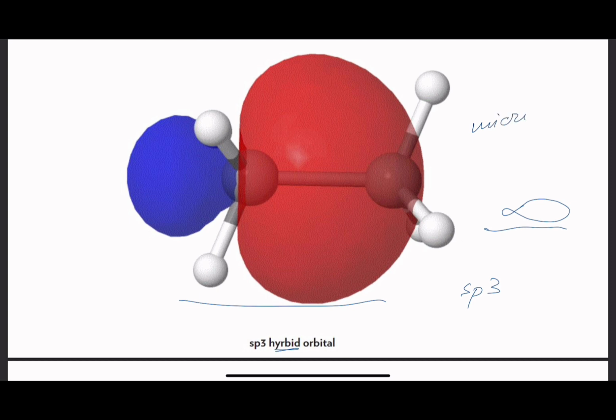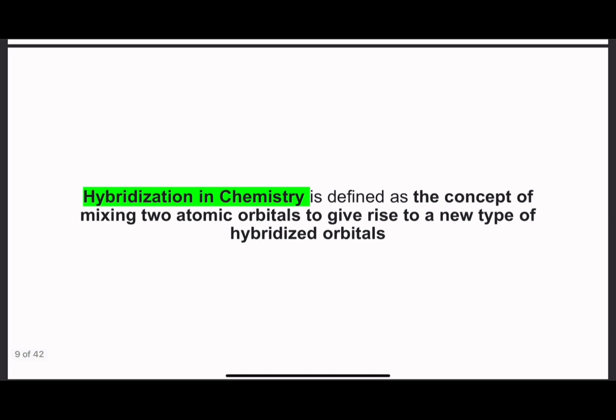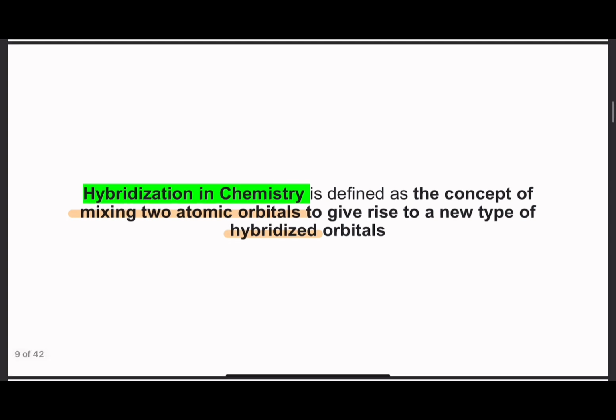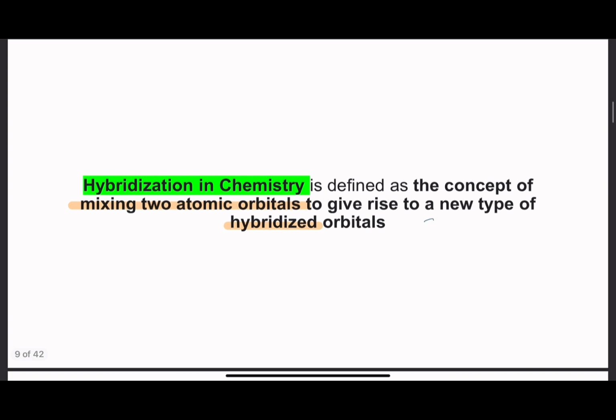Okay, so now we're gonna continue with the definition. Hybridization in chemistry is defined as the concept of mixing 2 atomic orbitals. You mix 2 atomic orbitals to give rise to a new type of hybridized orbital. We're going to cover in 10th grade sp3, sp2, and sp hybridized orbitals. These are the new hybridized orbitals.